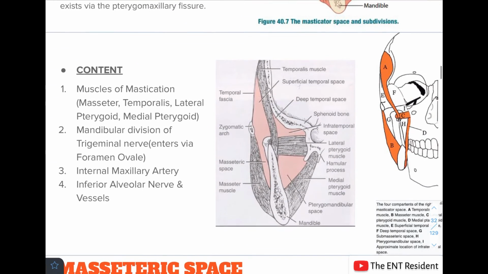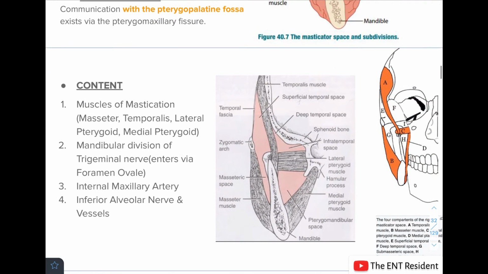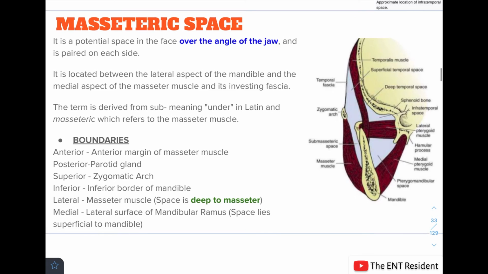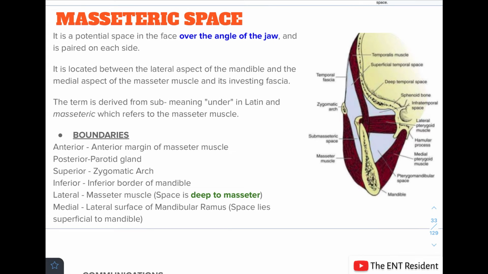Now coming to the content of this space, it contains the muscles of mastication, which include masseter, temporalis, lateral and medial pterygoid muscles. It contains the mandibular division of the trigeminal nerve, the internal maxillary artery, and the inferior alveolar nerve and vessels. So now we will discuss each of the spaces separately. First comes the masseteric space.